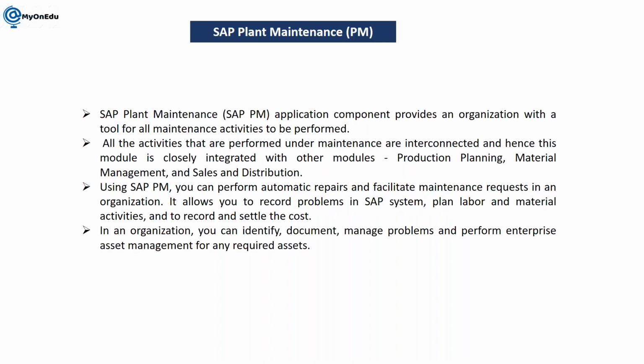So SAP plant maintenance, its application component, provides an organization with a tool for all maintenance activity to be performed. Plant maintenance provides a solution for all types of maintenance scenarios in any kind of business. Broadly these scenarios are general maintenance, preventive maintenance, breakdown maintenance, calibration maintenance, and refurbishment maintenance.